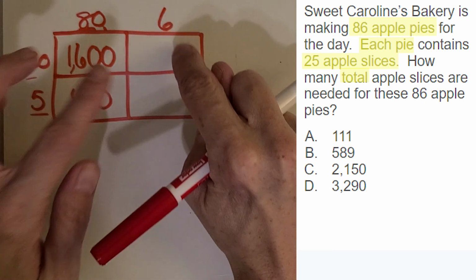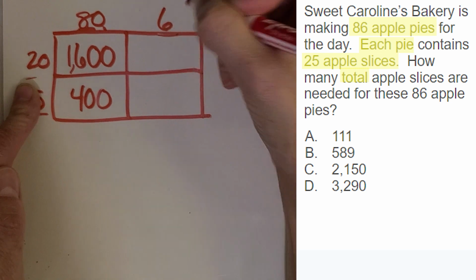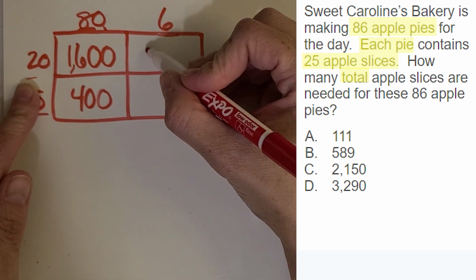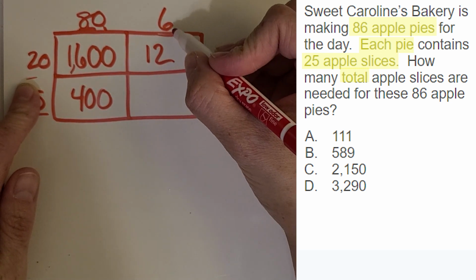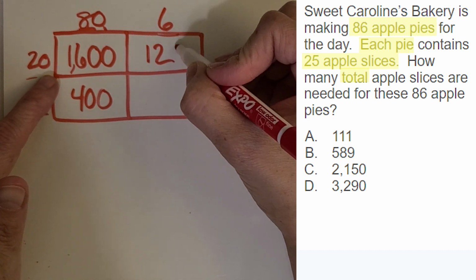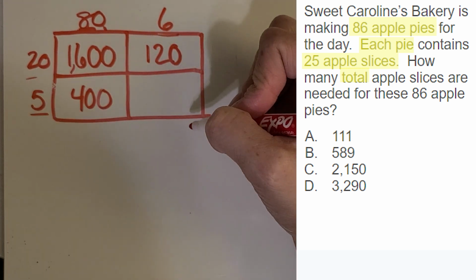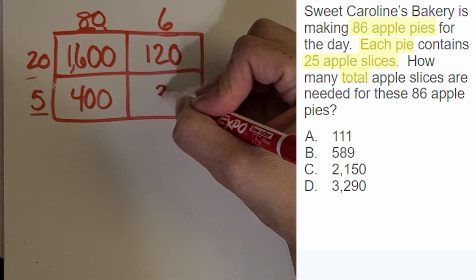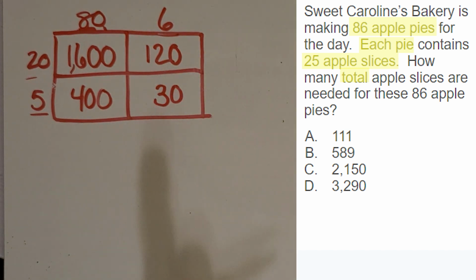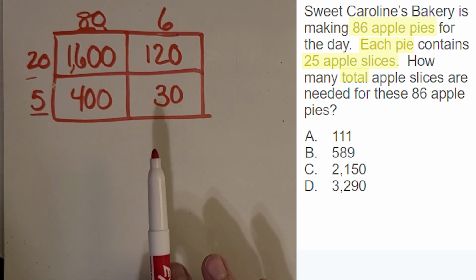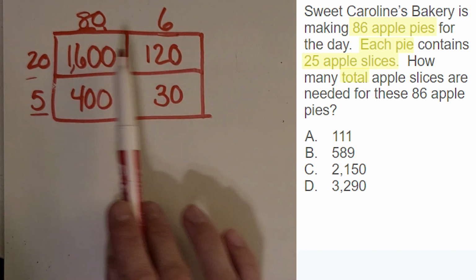Okay, now let's do 20 times 6. What is 2 times 6? You got it, 12. How many zeros? 1, so 1 in the product. And then the last one is 5 times 6, which is 30. Okay, then what do you think? If you're not too familiar with this strategy, I'll make sure to put a link down in the description of a full video of just how to do these. But in this case, what do you think we should do with the 4 partial products?